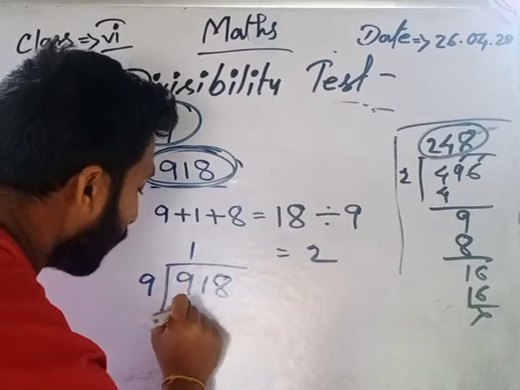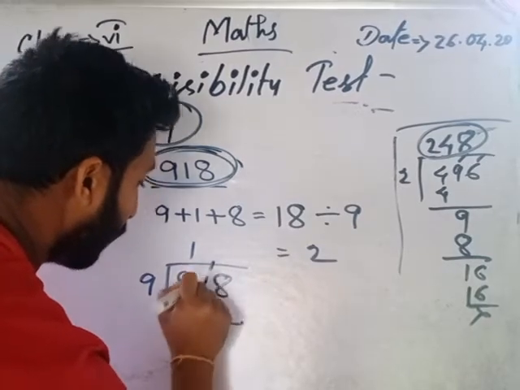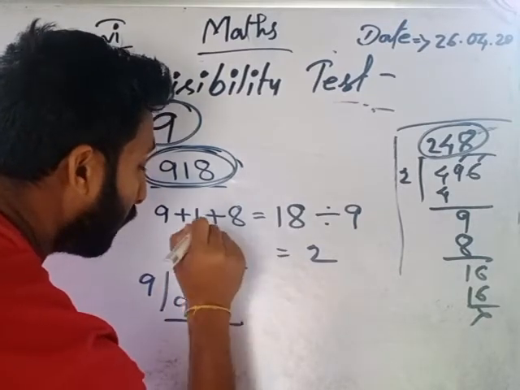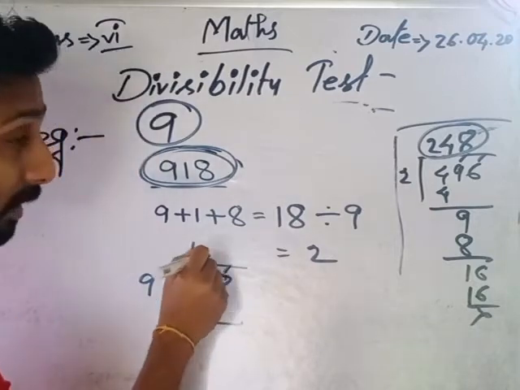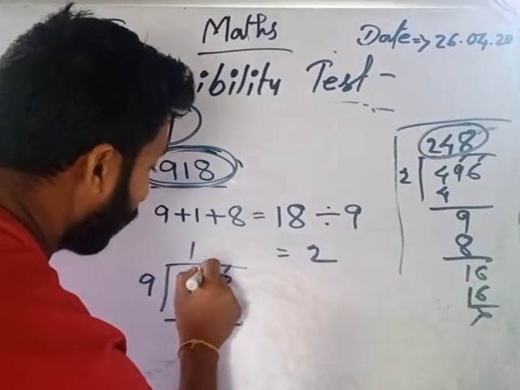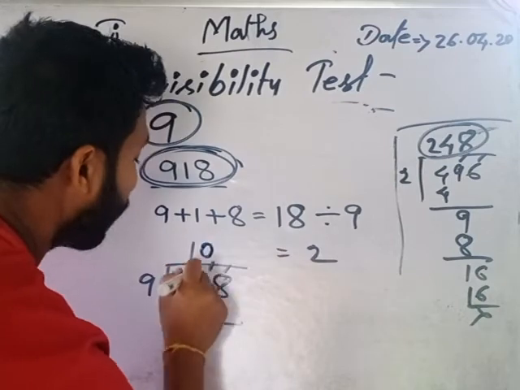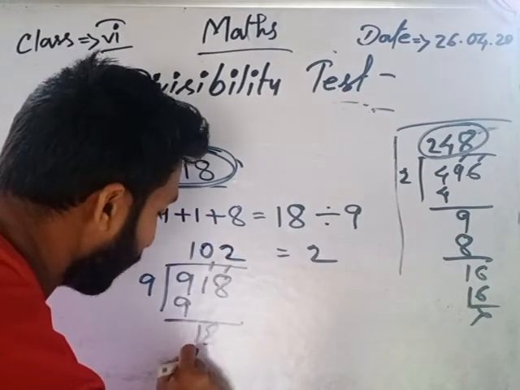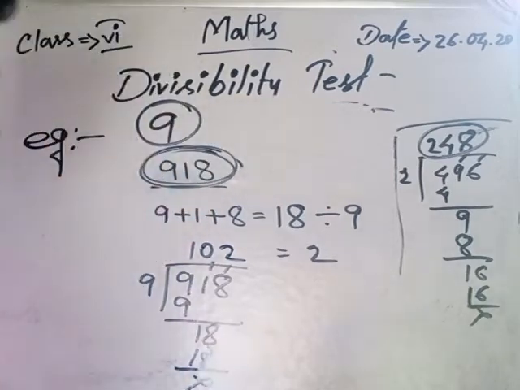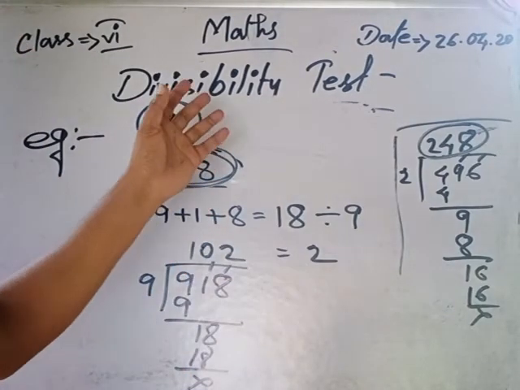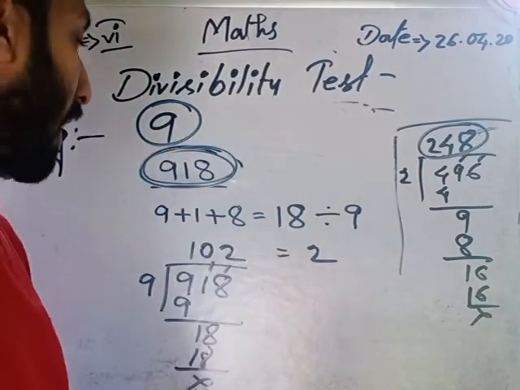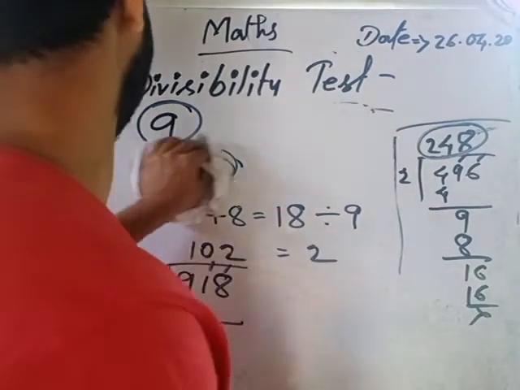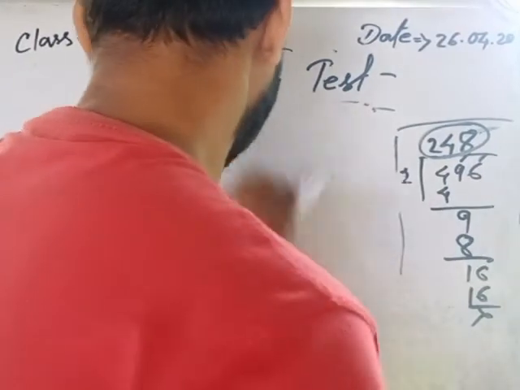9 1s are 9, 1 is left. After that we take these two digits; if we take 2 digits continuously, we write here 0, 8, that means 18. 2 9s are 18. Okay, this is the divisibility test of 9, and we go to the next and last.